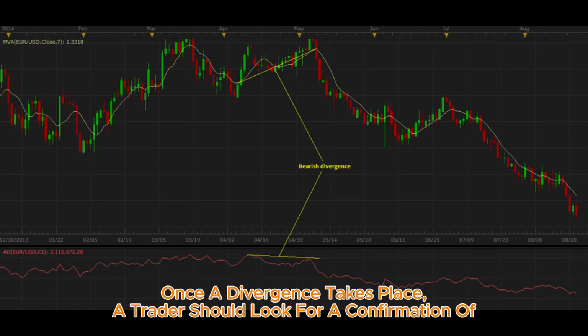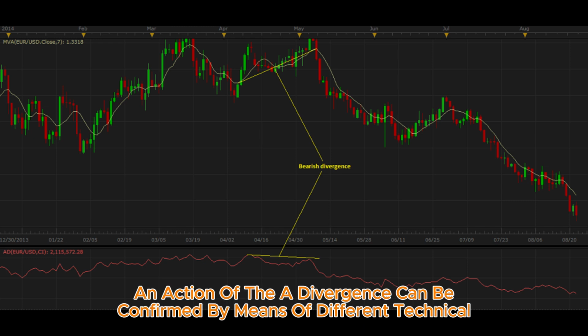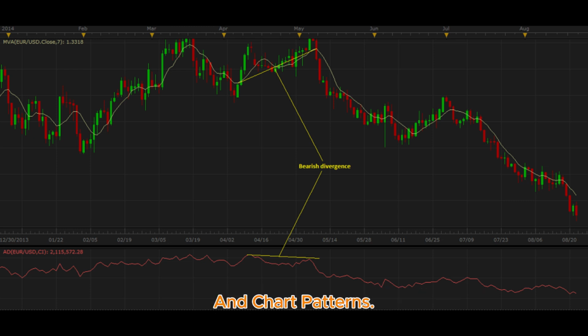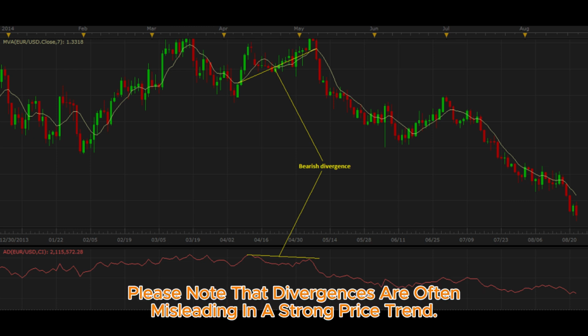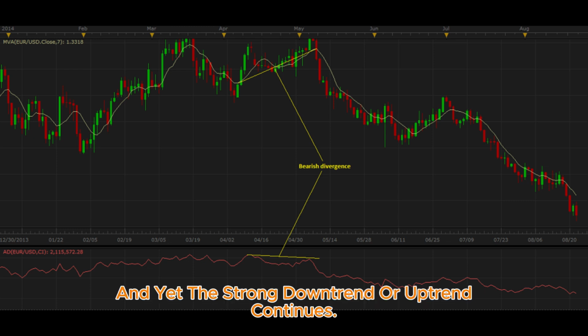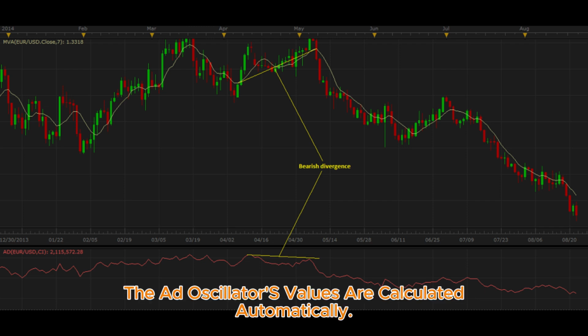Once a divergence takes place, a trader should look for a confirmation of an actual reversal. A divergence can be confirmed by means of different technical analysis tools such as trend-following indicators, momentum oscillators, and chart patterns. Please note that divergences are often misleading in a strong price trend. A bullish or bearish divergence can occur in a strong downtrend or uptrend, and yet the strong downtrend or uptrend continues. The AD oscillator's values are calculated automatically.